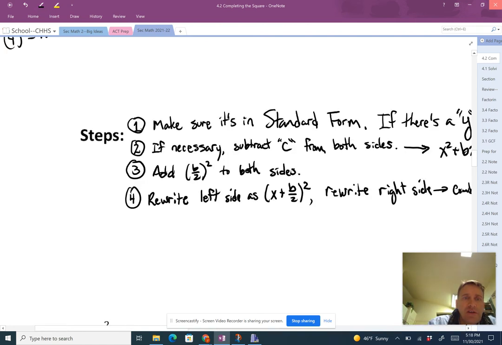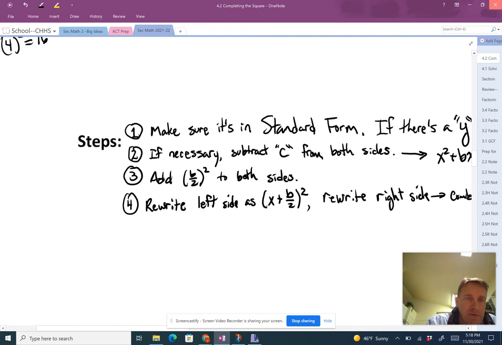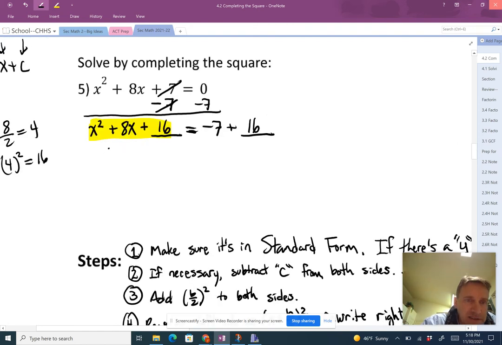So let's look at this number 4 up here. We're going to rewrite this as x plus, and half of 8 is 4. So, 8 divided by 2 is 4. So we've got x plus 4 squared. These two highlighted portions are equal to each other. Is equal to, and then negative 7 plus 16 is 9. So just combine those numbers.